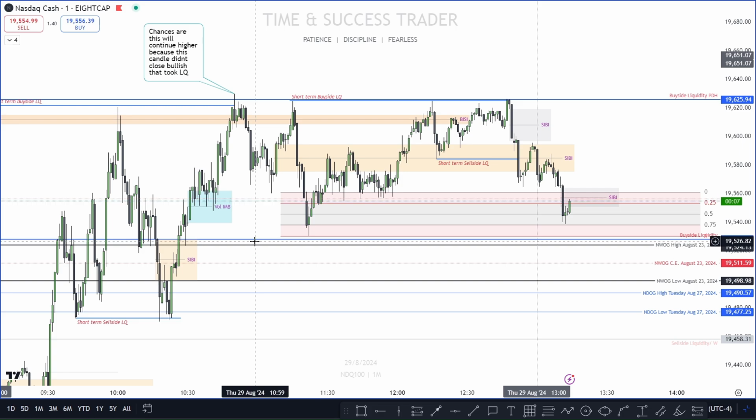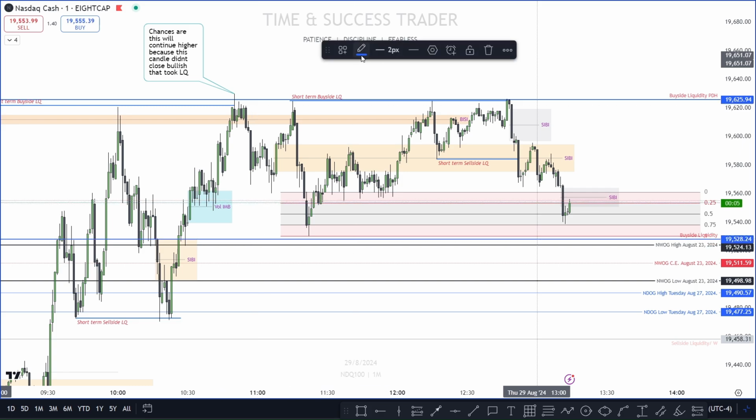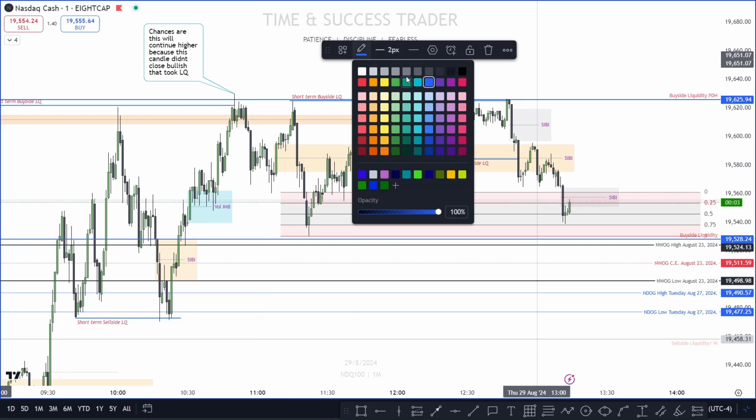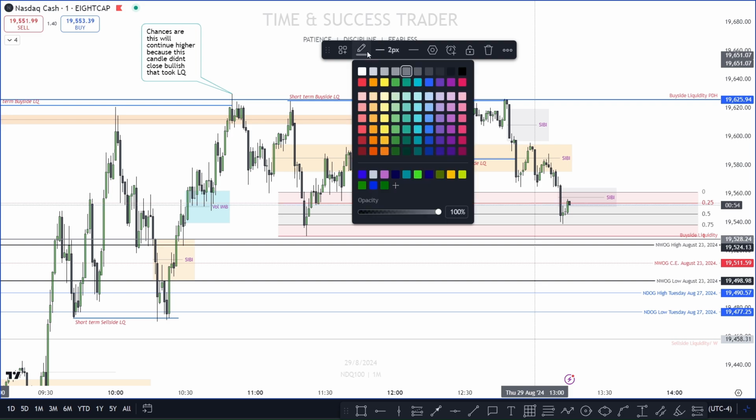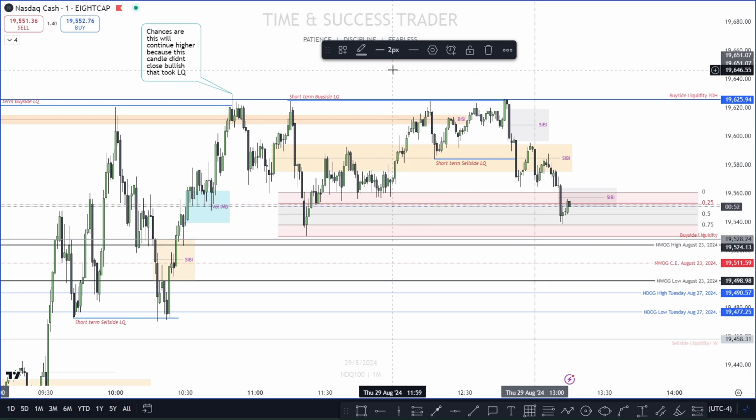We took this buy side liquidity, so we could turn down the shade on this. Cover the shade up, make it like a light gray color.